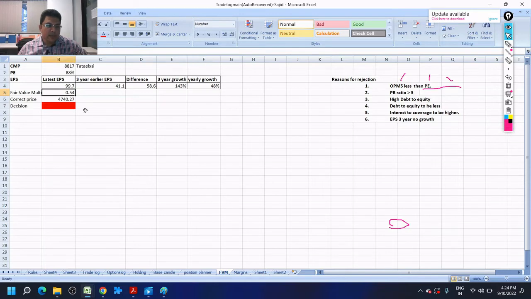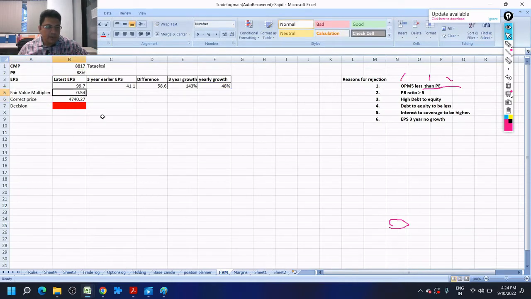And what is the fair value multiplier? We have to get the fair value multiplier. This is the formula: current PE 88, yearly growth percentage divided by PE, which is 88%. So the fair value multiplier that we get is 0.54.